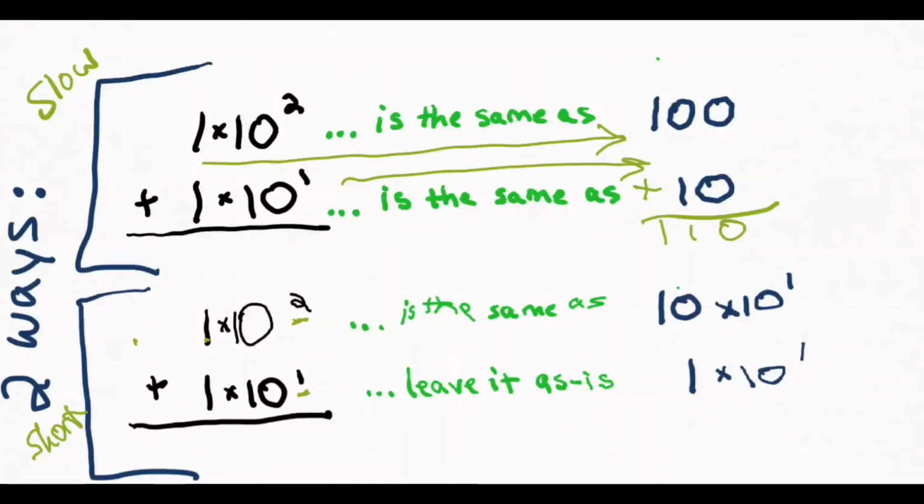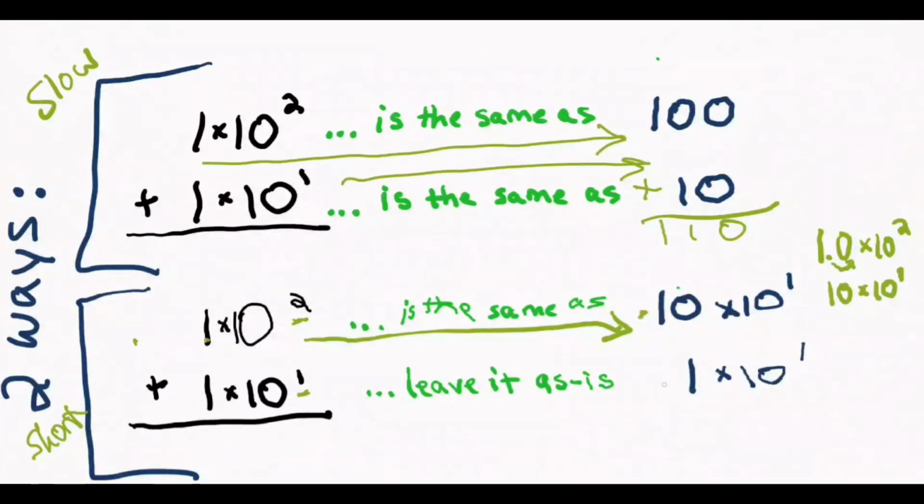You can't add those together because the exponents are different. But if you change this 1 times 10 to the 2, that's the same as 10 times 10 to the 1. Because if you just move this decimal point over 1, then you get 10, and now you have one more decimal point to go. So 10 times 10 to the 1. And so now we have 10 times 10 to the 1 plus 1 times 10 to the 1.